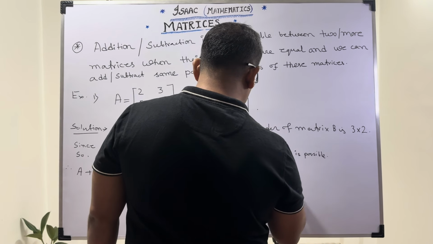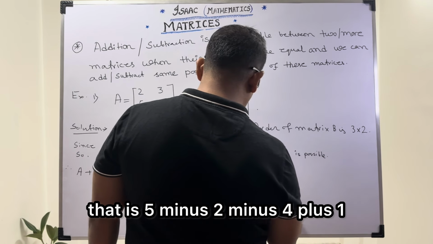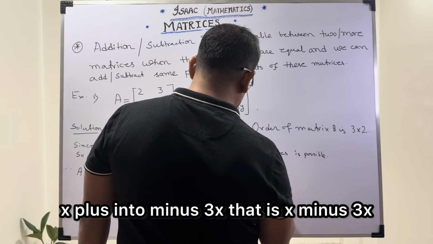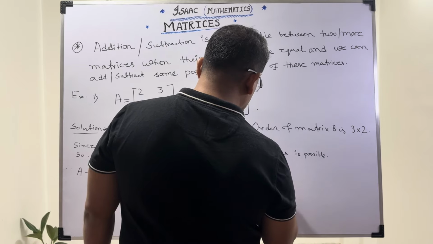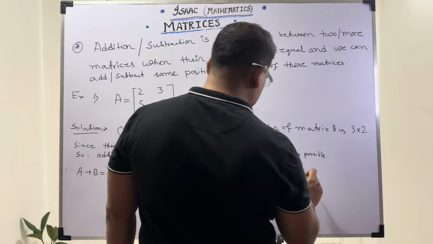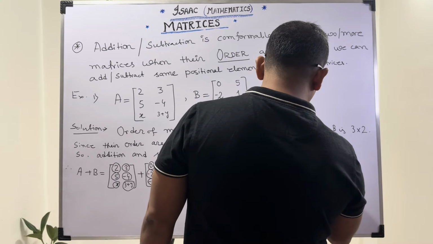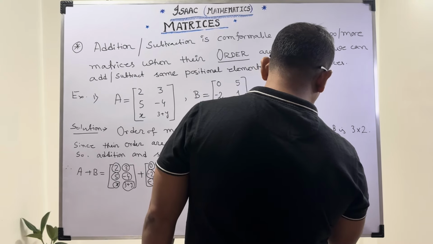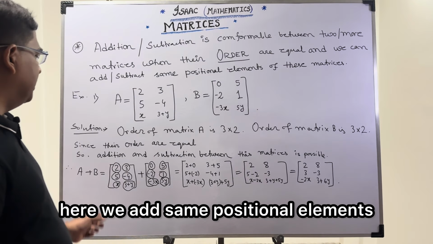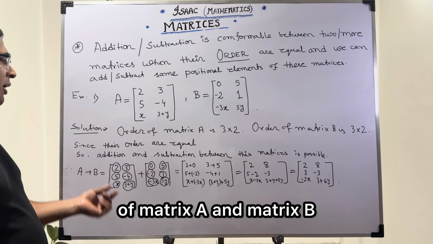2 plus 0 is 2, 3 plus 5 is 8, 5 plus minus 2, that is 5 minus 2, is 3. Minus 4 plus 1, that is minus 3. x plus minus 3x, that is x minus 3x, is minus 2x. 3 plus y plus 5y is 3 plus 6y. Okay, so here we add same positional elements of matrix A and matrix B.